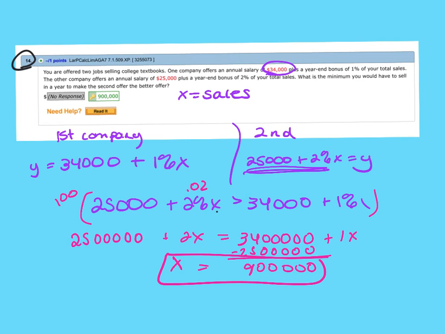Yeah. How come you multiplied everything by 100? To get rid of the decimal. So that 2% is 0.02. And the 1% is 0.01. Oh, okay. So you can just like, okay. Yep, I had to move the decimal twice, which means multiply by that many zeros. So 100.